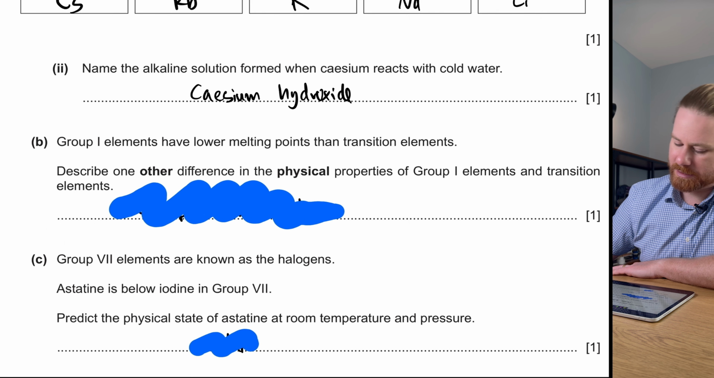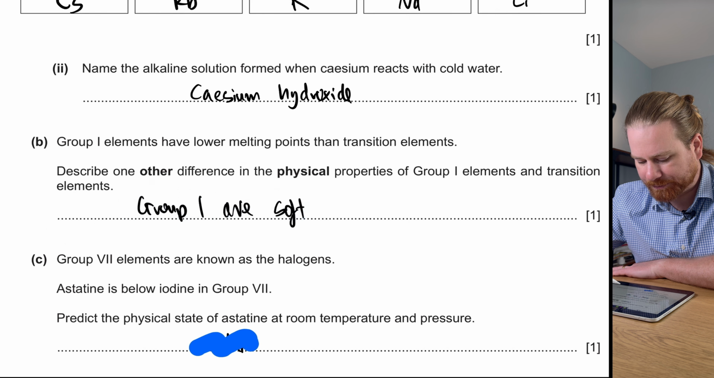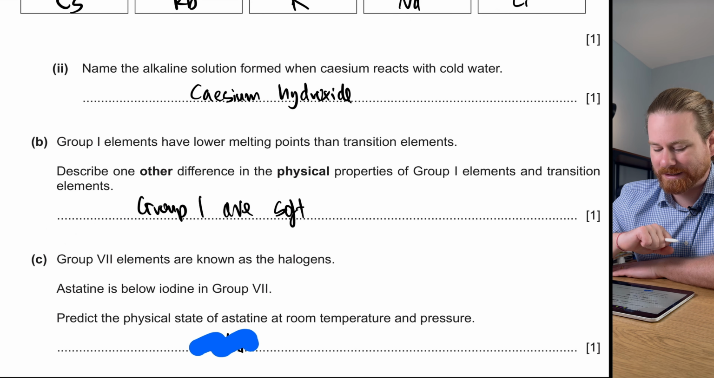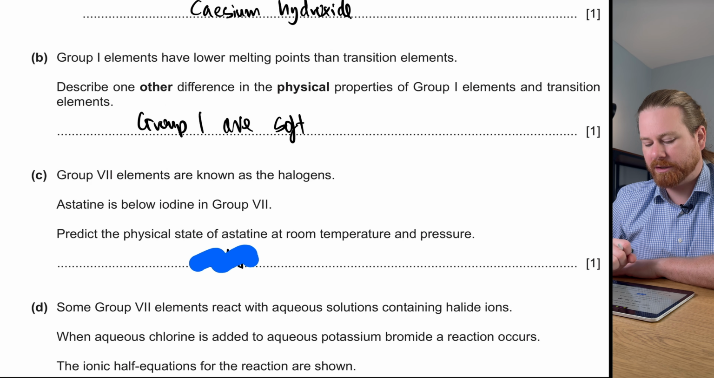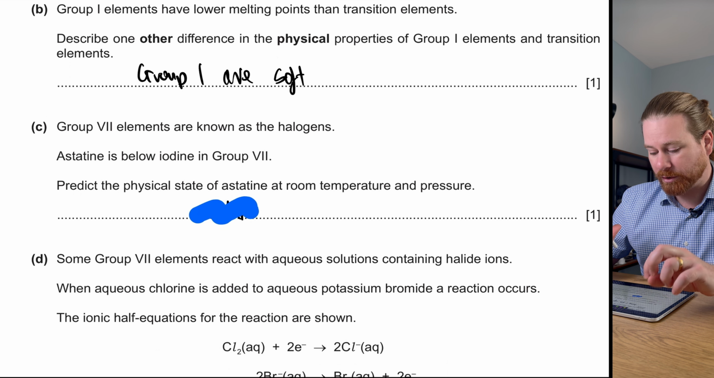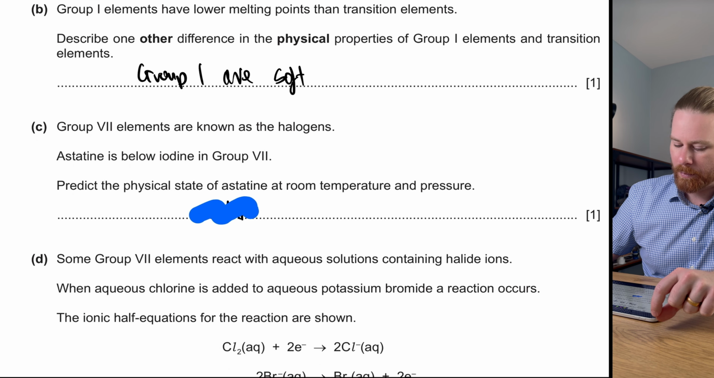Describe one other difference in physical properties between the group 1 elements and transition elements. The group 1 metals are soft. You could also say they've got lower densities. Hopefully you've seen this experiment in school: you can cut the group 1 metals quite easily with a knife. But do not try that with the transition elements, because you're not going to get anywhere.